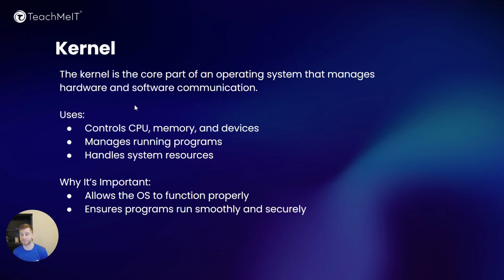The kernel in an operating system setting is a main part of an operating system that helps us manage hardware and software communication. So it helps the hardware that we have within our physical computer or our laptop communicate with the software side of things. The uses for this is for controlling CPU, memory, as well as devices that you have. It also helps us manage any programs that are running, and it helps us manage system resources. Overall, the kernel is incredibly important because it's an essential part of the operating system. It allows our operating system to function smoothly and for our overall computer to function well when we're using it. It also helps us ensure that any programs that we're running are being run smoothly as well as securely.